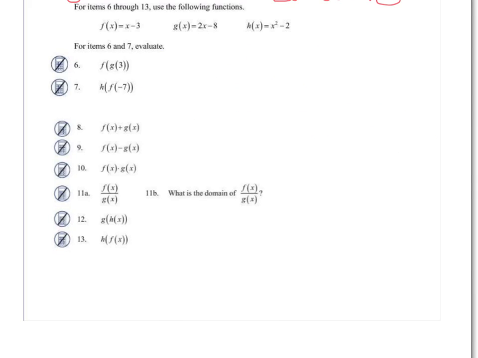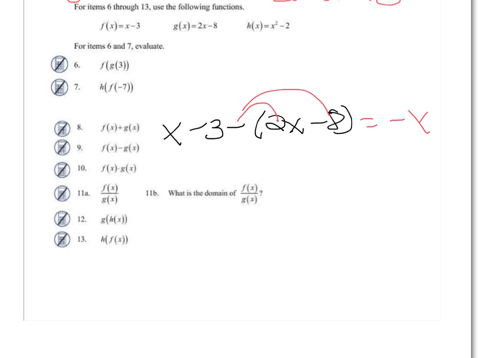Okay, so now for number 9, I'm going to be more careful because it's subtraction. So that's going to be x minus 3 minus the quantity of the g of x function. And the reason we have to be careful with subtraction is because that negative gets distributed to both pieces. So now that's negative x, and now we get positive 8 minus 3, which is 5.